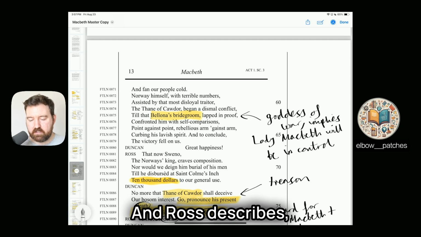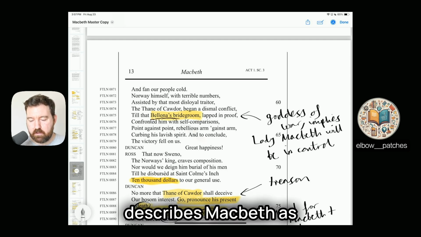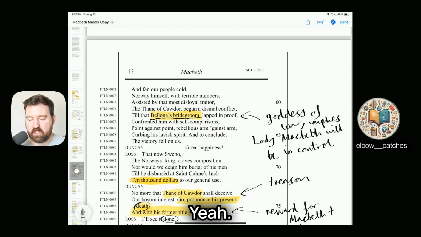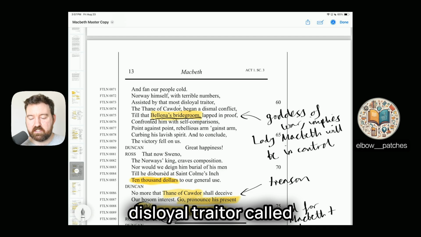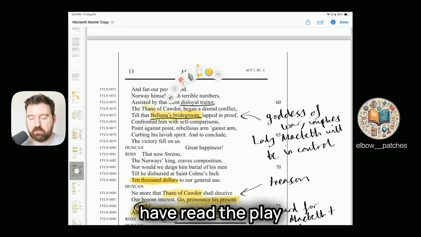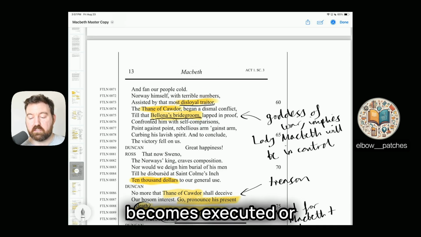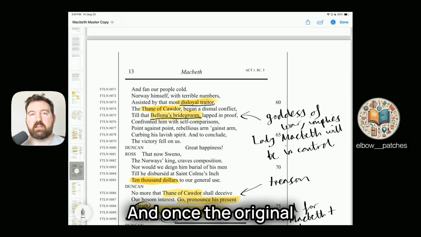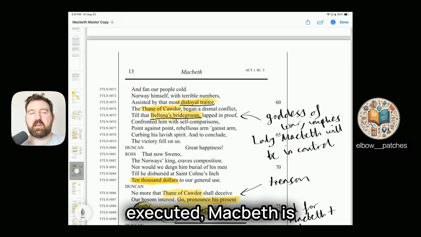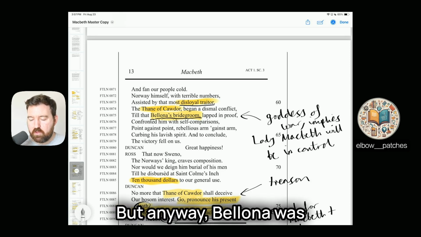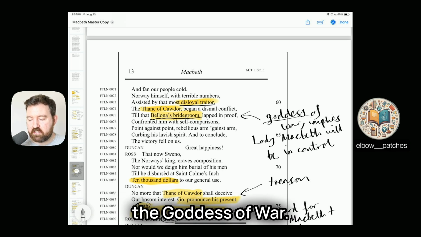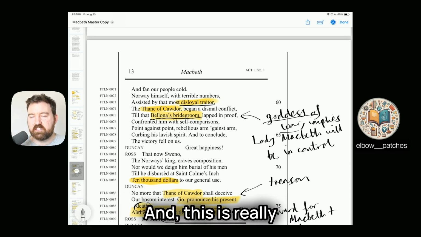And Ross describes Macbeth as Bellona's bridegroom. It's actually Macbeth that also captured this disloyal traitor called the Thane of Cawdor. Now, those of you that have read the play before, you know that the Thane of Cawdor gets executed, and once the original Thane of Cawdor is executed, Macbeth is promoted and given the title of the new Thane of Cawdor. But anyway, Bellona was the goddess of war, and this is really clever, I think.